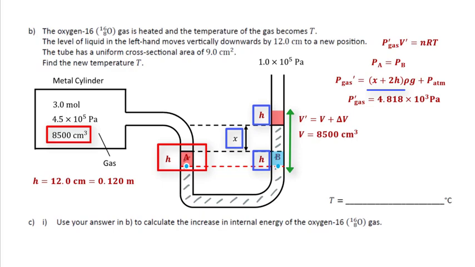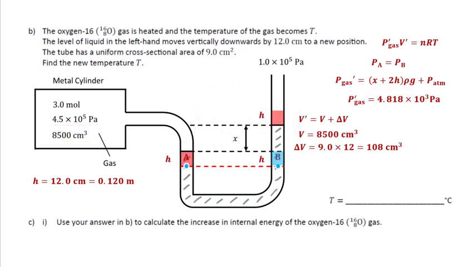Now, the increase in volume of the gas is simply going to be delta V equal to 9.0 times 12, which gives you 108 cm3. Now, why 9.0 times 12? This is simply the volume of a cylinder, which is simply the cross-sectional area multiplied by the length. The fact that it goes down by H, and H here is 12.0 cm, so we take the cross-sectional area which is 9, then we multiply by 12, and we get 108 cm3. So our final volume is 8608 cm3, and we calculate in cubic meters as 8.608 times 10 to the power minus 3 cubic meters.